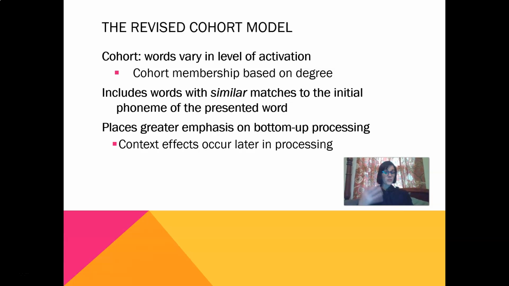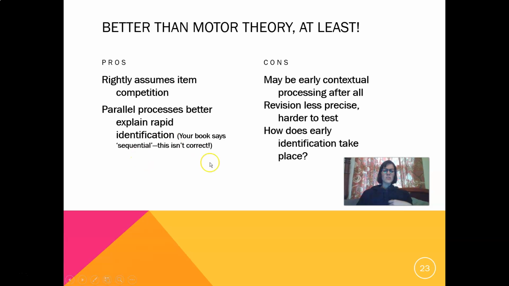Cohort membership, whether or not we include them as part of a potential word that could be used, is based on degree. This will include words with similar matches to the initial phoneme. So the example that I gave was b. It could also potentially include v, which sounds very, very similar. And it does actually place a greater emphasis on bottom-up processing than the previous model did, because context effects do tend to occur a bit later. So this is definitely better than motor theory, at least.